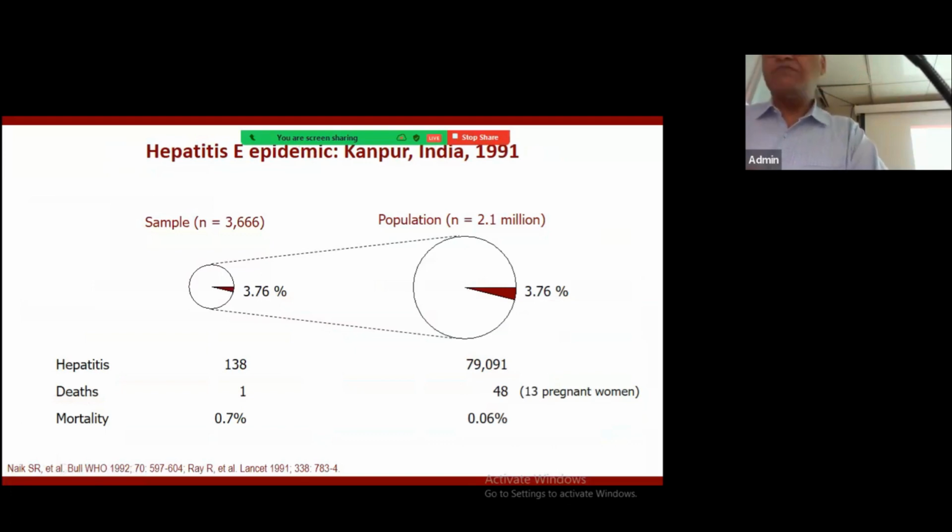So if I were to tell you about hepatitis E in general, this is where my association with hepatitis E began, with an outbreak in Kanpur, where there were nearly 80,000 cases. But the interesting thing was that there were 48 deaths, and of them, nearly a quarter were pregnant women. So that showed that pregnant women are more likely to die than non-pregnant women during an outbreak.